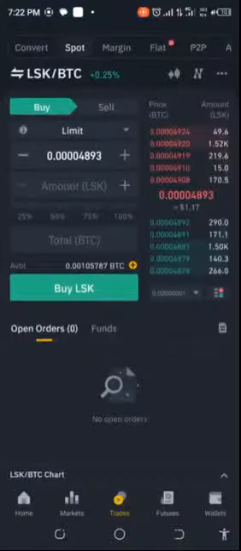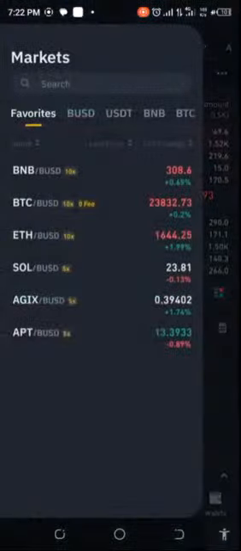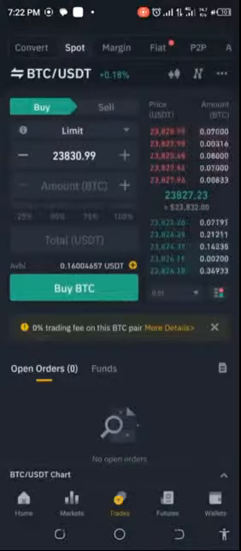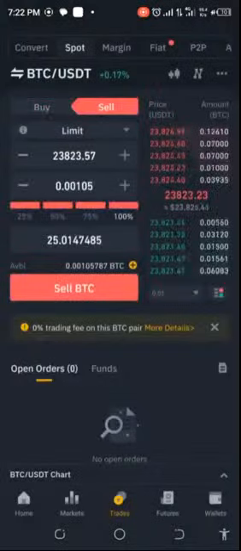I already have changed $25 worth of USDT to BTC. Just for you to cross-check on that, if I were to sell this, you can see we have 25.01 USDT here.